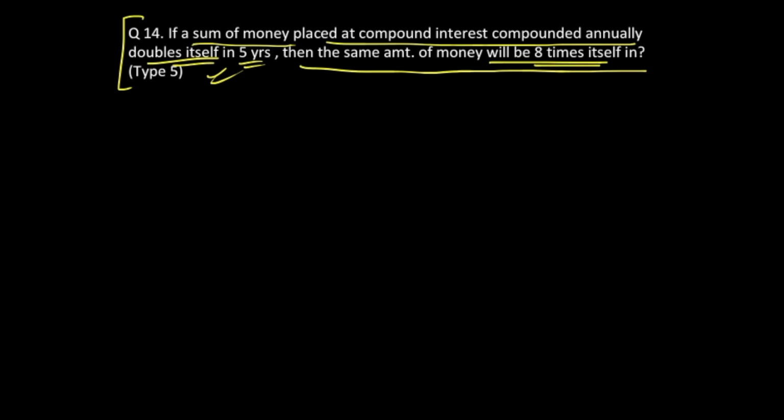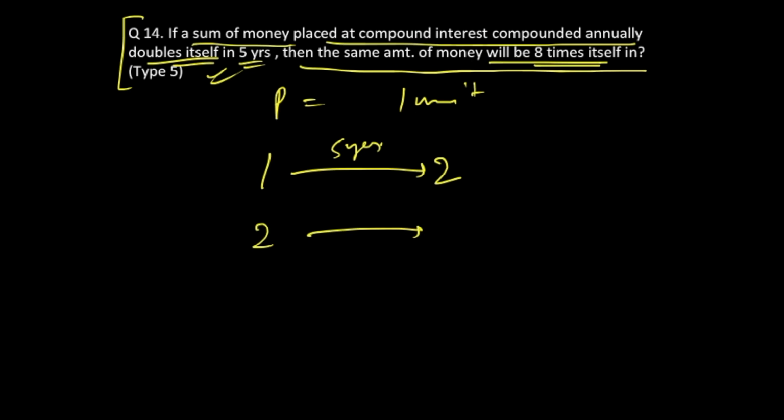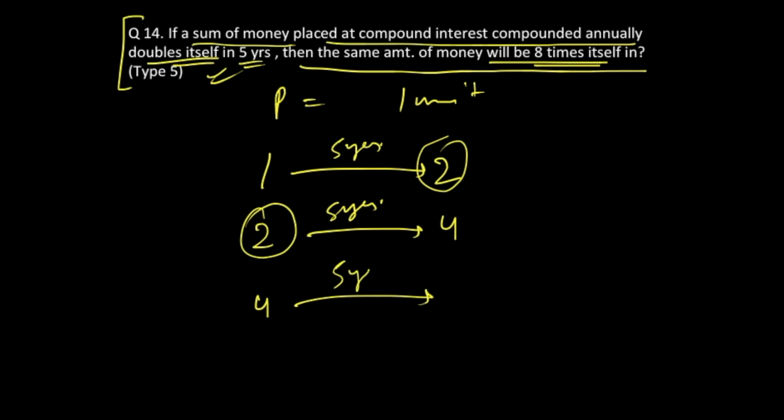So this is again a very simple question. You assume your P as 1 unit, right? So in the first 5 years, this money gets doubled and becomes 2. Now in the next 5 years, from this point onwards, this money gets doubled, so this becomes 4. Now from that point onwards, again if you consider 5 years, this 4 also gets doubled and becomes 8.